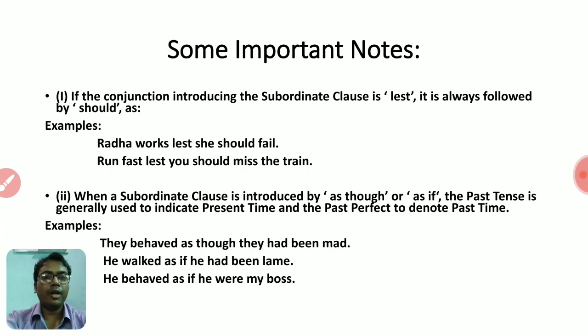You understand here, whenever you are getting a past tense in a sentence, like "was", "were", a simple past, then you have to understand that the sentence is denoting your present time. And whenever you are getting past perfect, then you have to understand that the sentence is denoting your past time. Now here, "he behaved as if he were my boss", this past tense "were" is denoting present time.